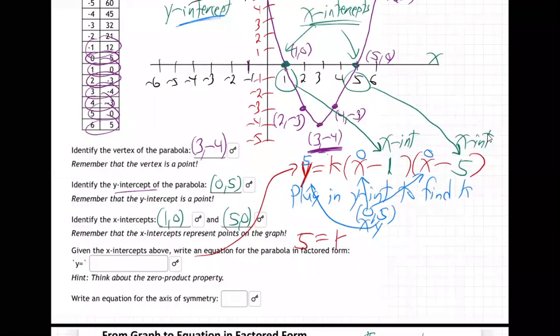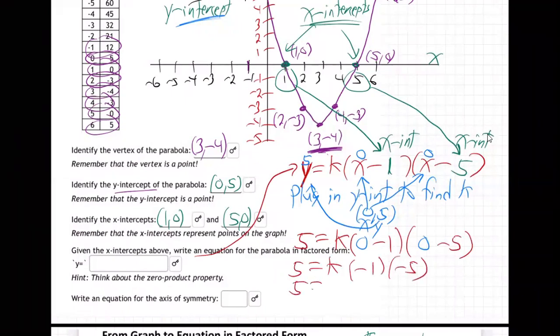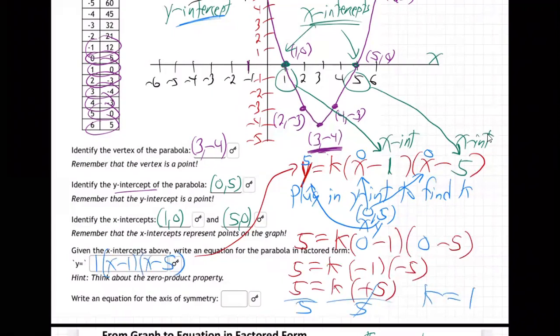Let me try again. K times, and I'll just do it a little better back here, and pop in my zeros. So plug in my zeros for x. K times 0 minus 1, 0 minus 5. That's k times positive 5. I think these are the same numbers we had in the other example. Divided by 5, k is 1. So this is 1 times x minus 1, x minus 5. So that k in the front is 1. So there's the equation: 1 times x minus 1 times x minus 5.